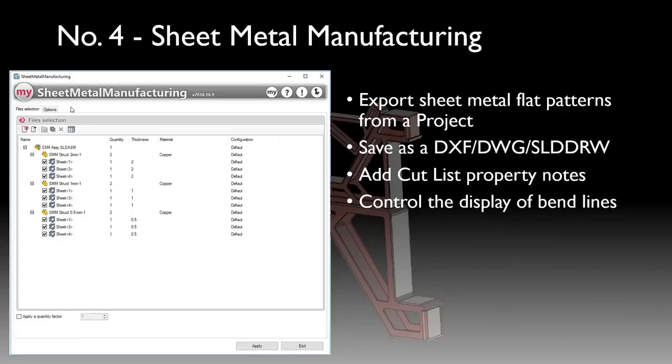The next tool I'd like to pick out is sheet metal manufacturing. I've been asked this question on tech support before, but it's how we export sheet metal flat patterns for the entire project that we happen to be working on. So it can run from an entire project structure, and it can output automatically DXFs, DWGs and SOLIDWORKS drawings with additions for cut list properties if we need them, and we can control the display of how the items are output in terms of whether they have bend lines or not.